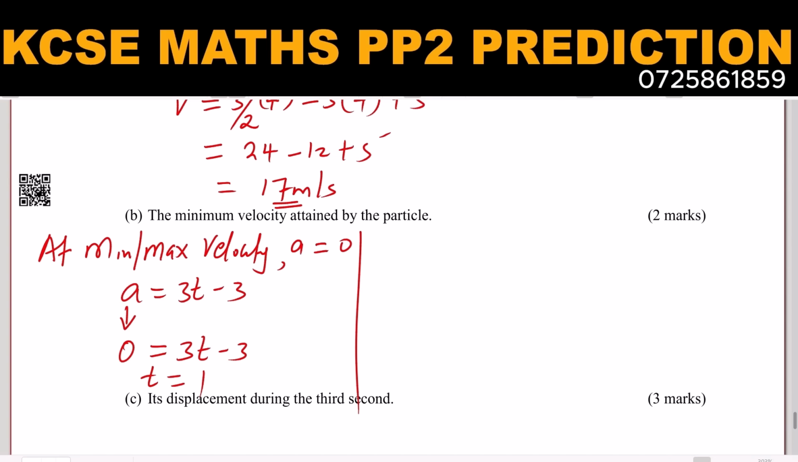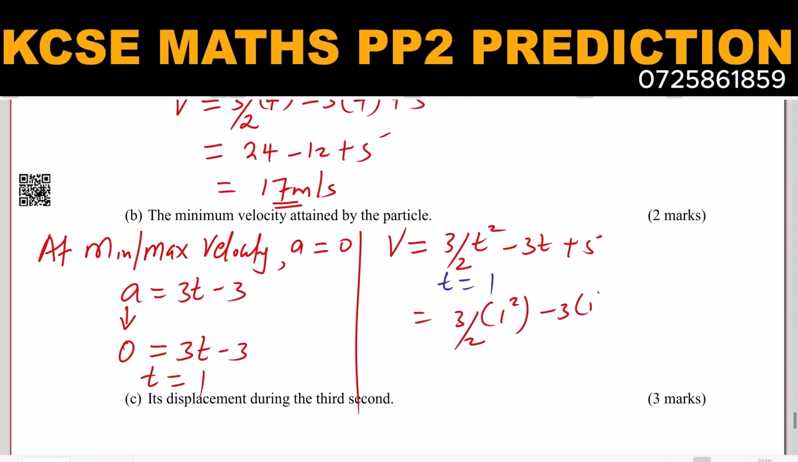So the question is to find the minimum velocity. Having the time, you can simply get the expression for velocity, which is 3 over 2 t squared minus 3t plus 5. So when t is equal to 1, what will be the velocity? You just substitute: 3 over 2 times 1 squared minus 3 times 1 plus 5. Working that out using a calculator, you get 3.5 meters per second.